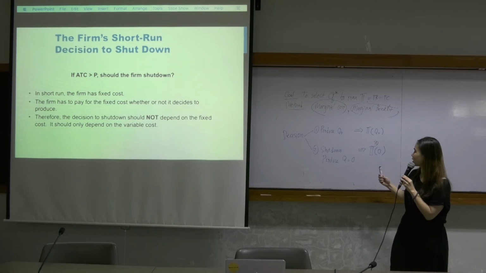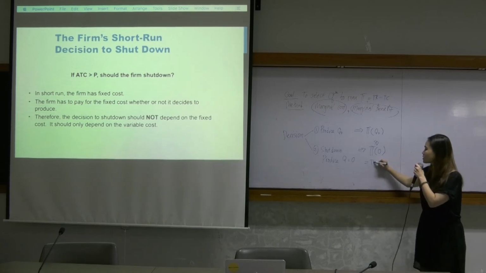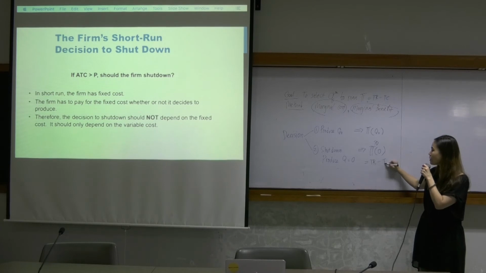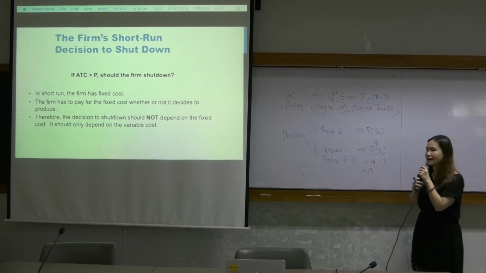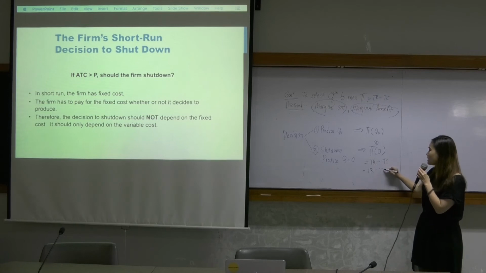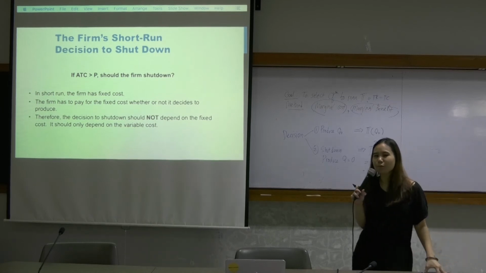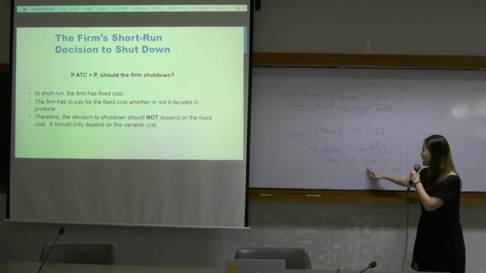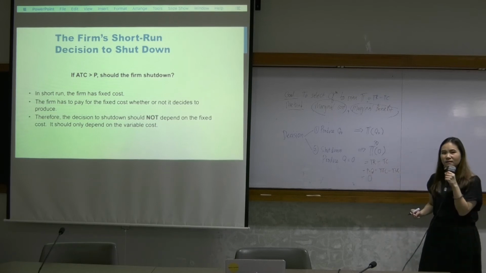So if the firm decides to shut down, what is the profit again? We have the total revenue minus total cost. We said that we are in the short-run decision, so the total cost has two components: number one is the total fixed cost, and number two is the total variable cost. If you produce nothing at all in this period, what would be your total revenue? Total revenue is P times Q, but you choose Q equal to 0 here, so you're not going to get any revenue.